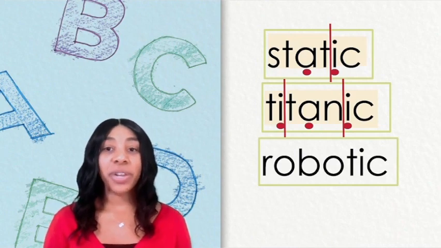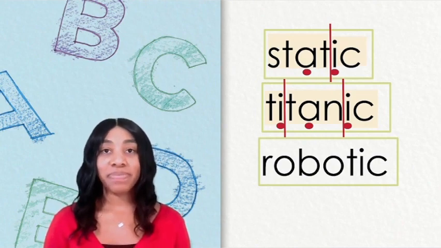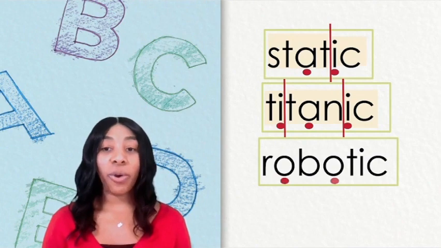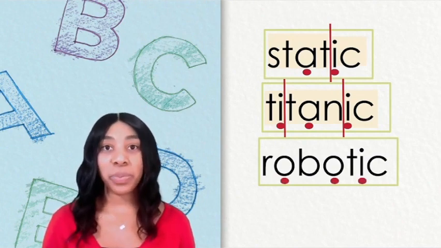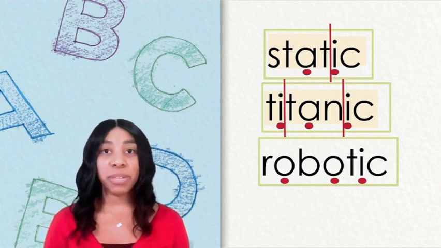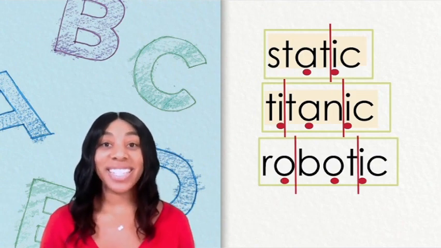All right, here is our last one, syllable sleuths. We have the word robotic. Go ahead and yell out all of the vowels in the word robotic. We have O, and I. Now let's clap out this word to see how many syllables we have. Robotic. We have 3 syllables.